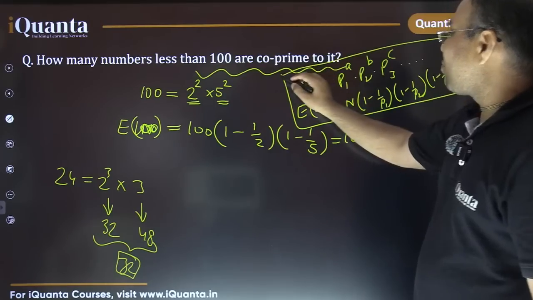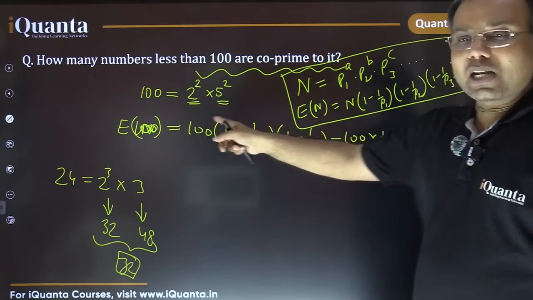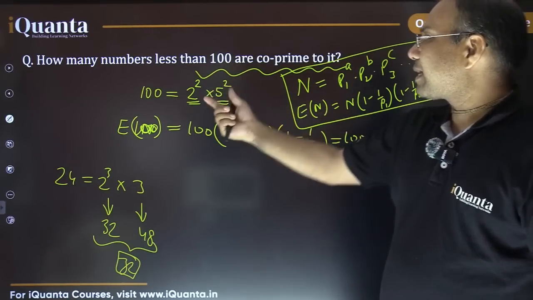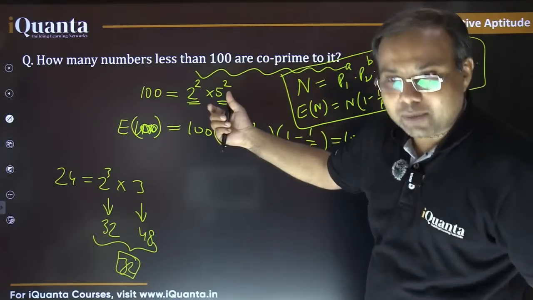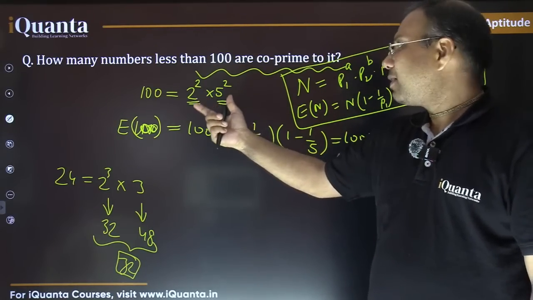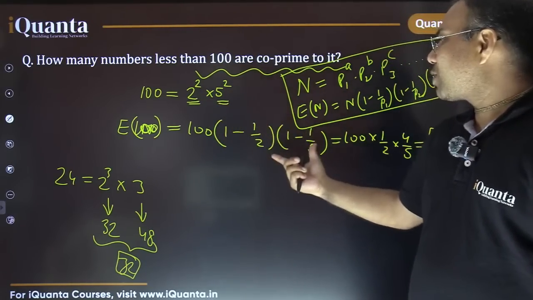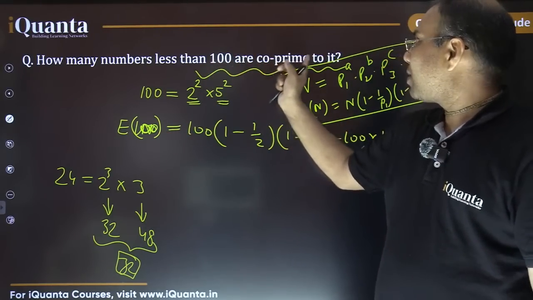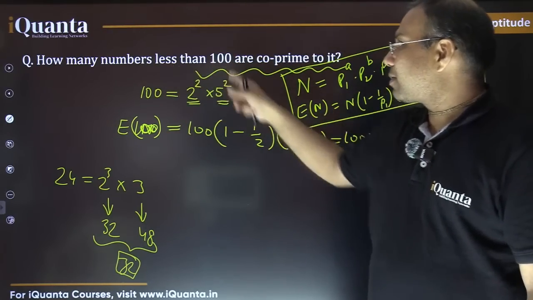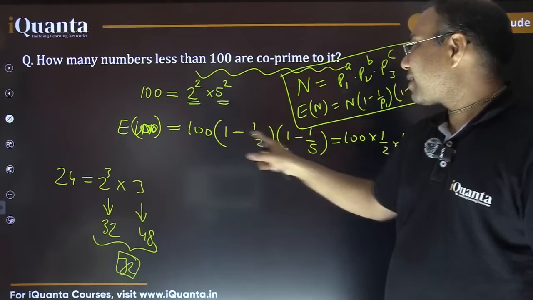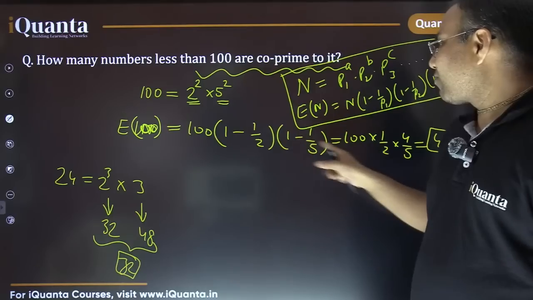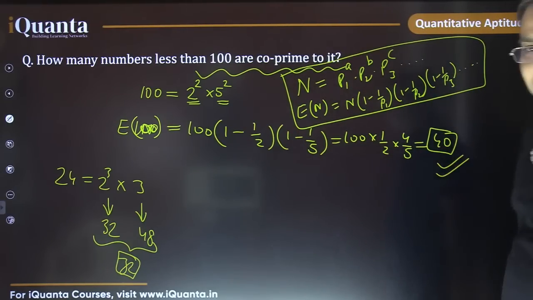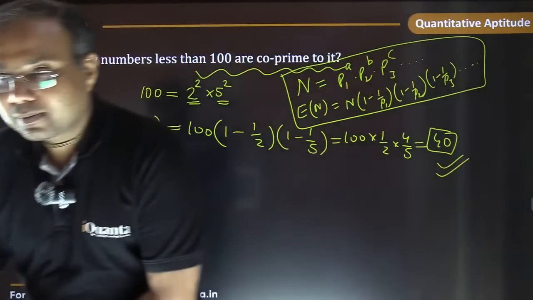So that's why in this case, first I found the prime factorization, that is 2 square, 5 square. Now power is not important. I just need to see these base numbers as somebody was mentioning. So these are prime factors here, and I just need to take care of these prime factors. So this Euler number, or basically the number of numbers co-prime to 100 and less than 100, is 100 into 1 minus 1 by 2 and 1 minus 1 by 5. On simplifying this, we will find our answer, which is 40. ठीक है?